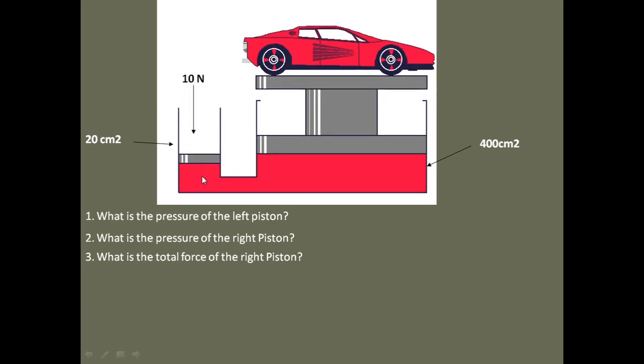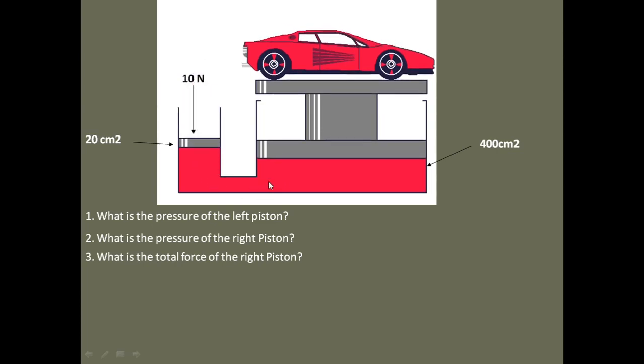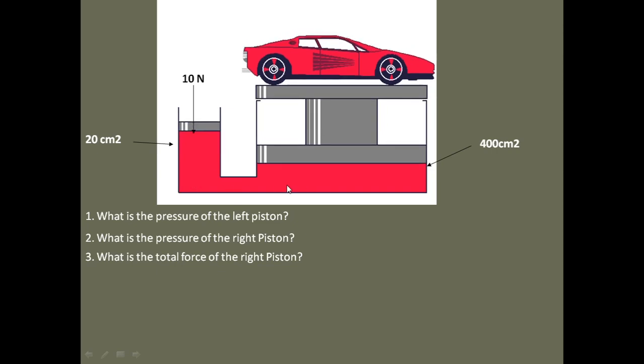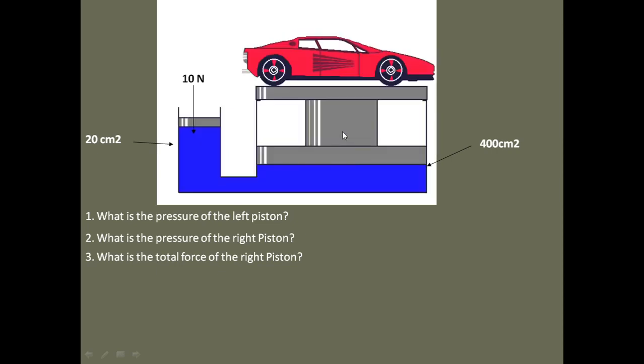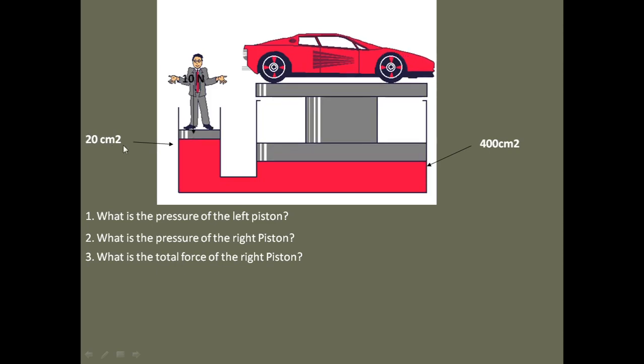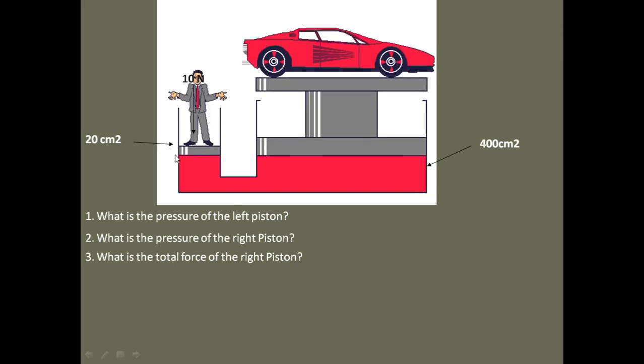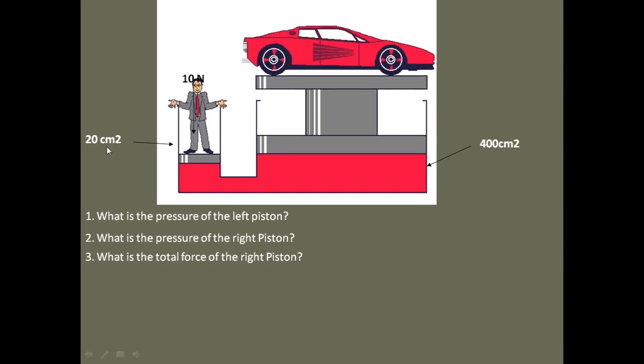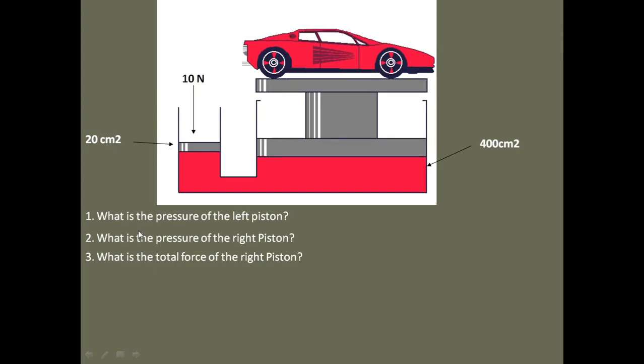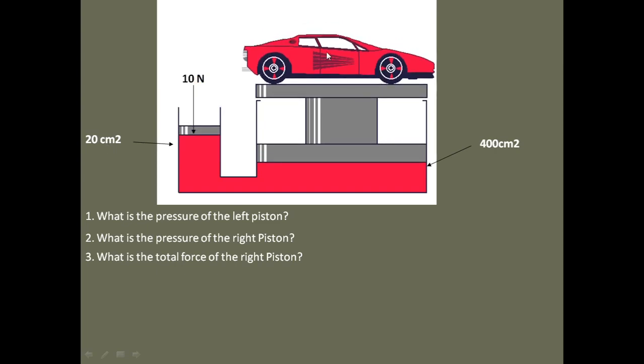Now you can see that the pressure here, indicated by the red, is transmitted throughout to lift this other side. And the area of this piston here is 20 centimeter square. Now we have a few questions here. I wanted to find out the force that will be exerted here.